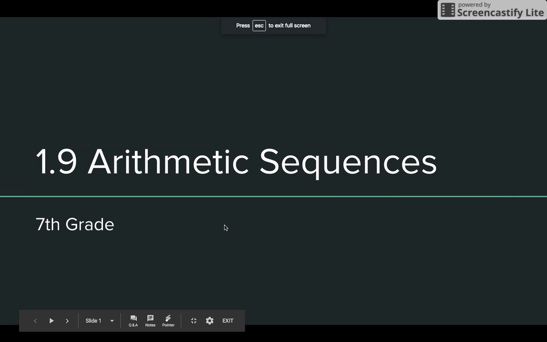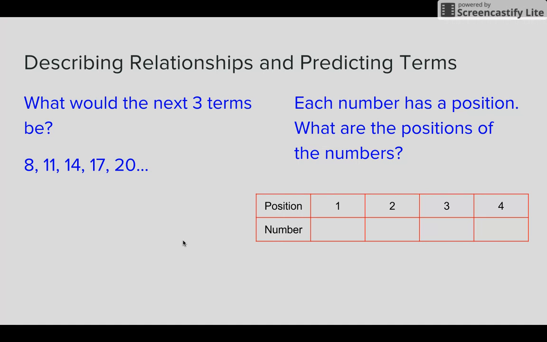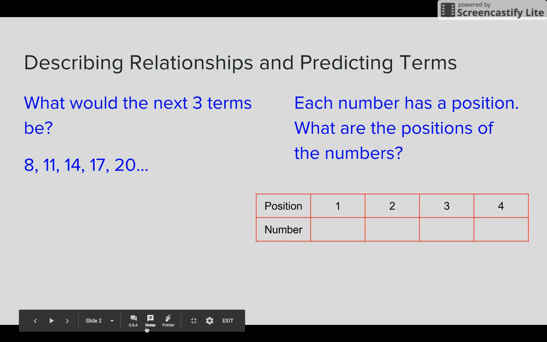Alright guys, we're going to look at 1.9 arithmetic sequence. This is where you're finding patterns in groups of information, particularly tables. So we're going to start out by describing relationships and predicting terms.